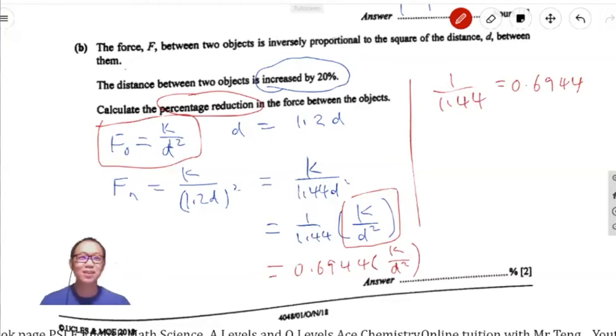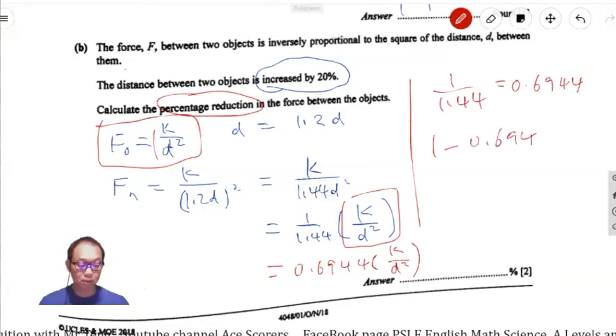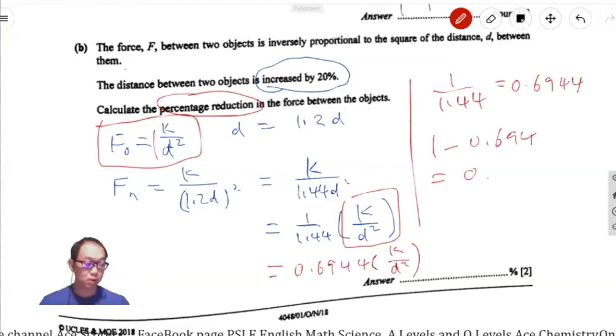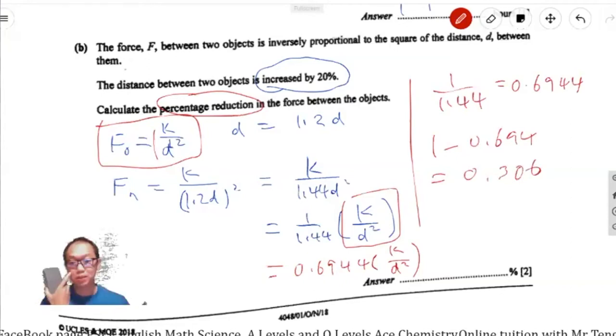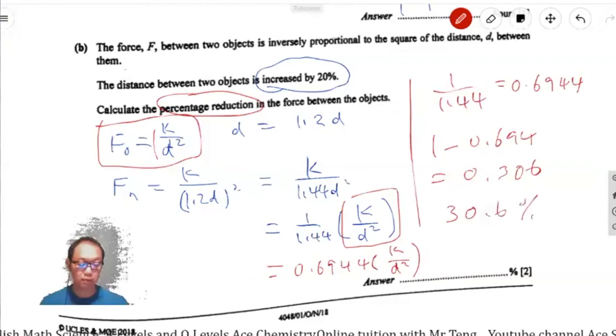Okay, so you see, this is 0.694. Previously this is 1. Now it is 0.694. So what is the reduction? They want the reduction. That means you take 1 whole minus 0.694. We get 1 minus 0.694, it's 0.3306. But this is not a percentage. They want a percentage, so what do we do? Times 100, so it's 30.6%. That's it.